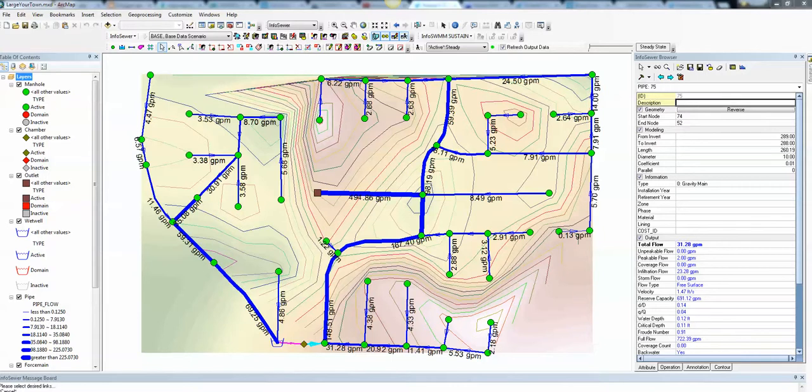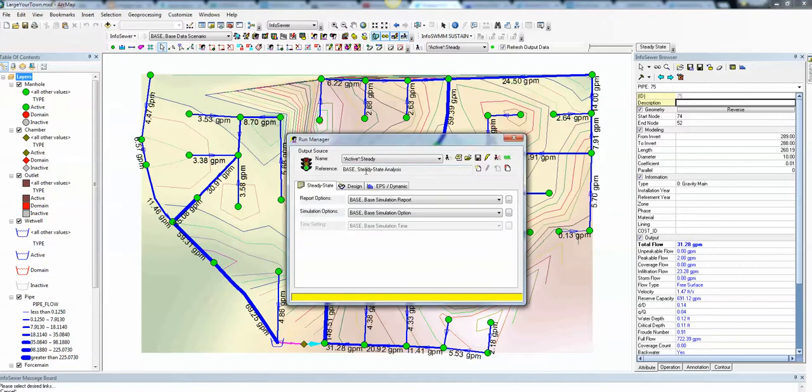Hi, you were looking at InfoSewer's InfoSewer program, and we're going to discuss steady state models and what variables you see in the model. So again, with steady state, you run it as a steady state option.